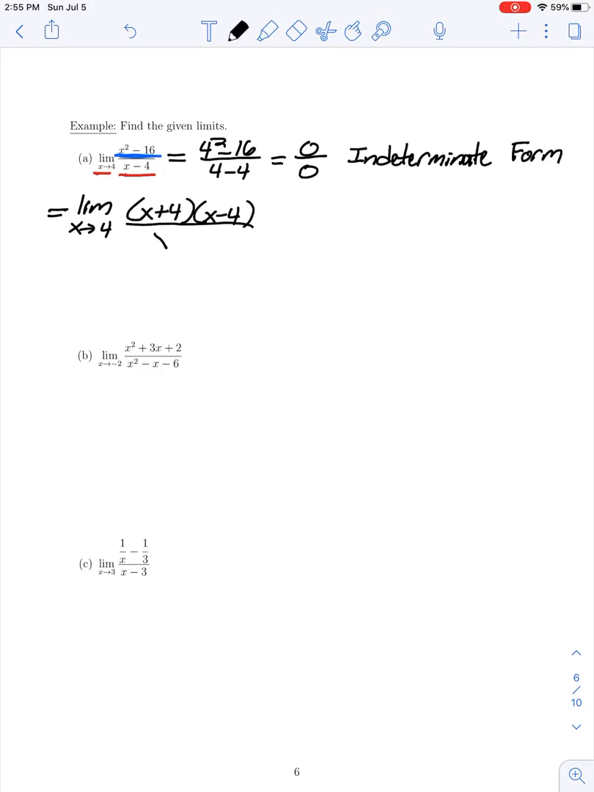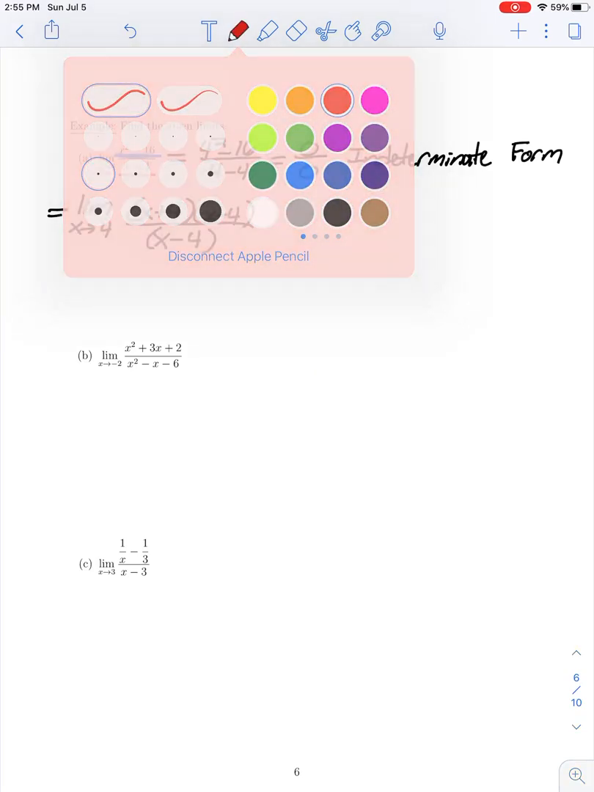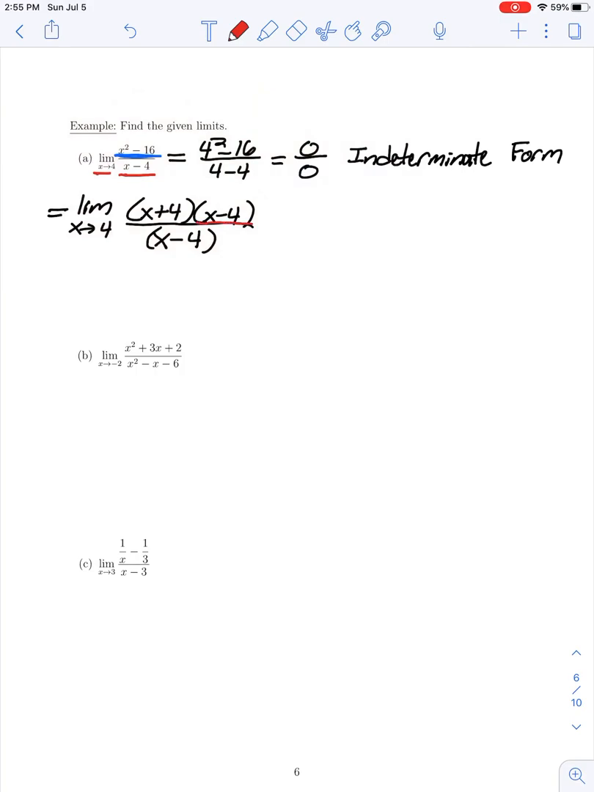And then we're dividing by x minus 4. So after factoring, we see that there is one term in the numerator and denominator which is identical, namely x minus 4. And as long as x is not equal to 4, that is, as long as that factor is non-zero, I could cancel that factor on top and bottom.